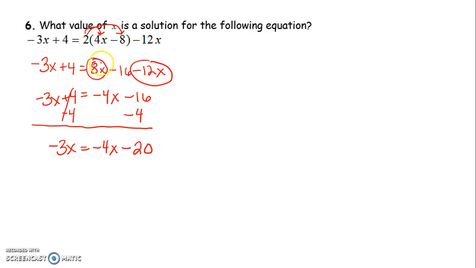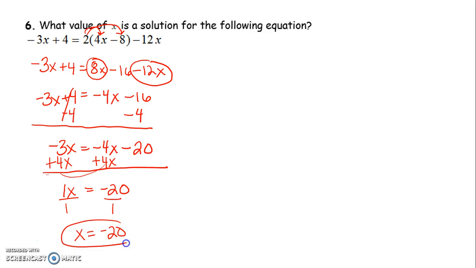So I distribute it. I combine like terms, and now I'm moving all my constants to the right. I'm going to move all my variables to the left. So how do I move minus 4x to the other side? Minus 4x, opposite operation would be to add 4x. If I'm adding 4x on the right-hand side, I better add 4x on the left-hand side. Negative 3x plus 4x would be positive 1x equals negative 20. So x is negative 20. Of course, if you need to divide both sides by 1, but x will be negative 20.